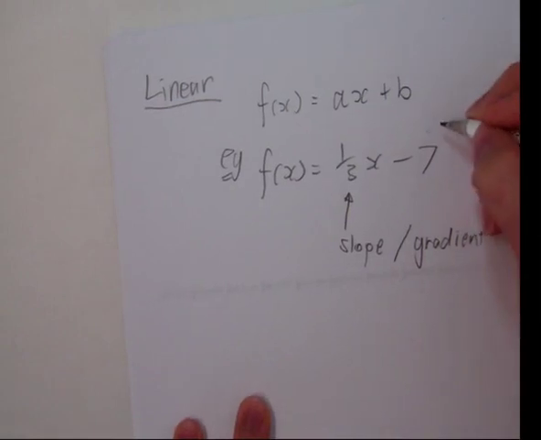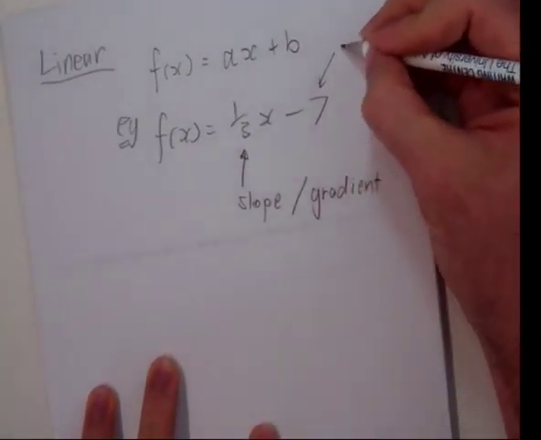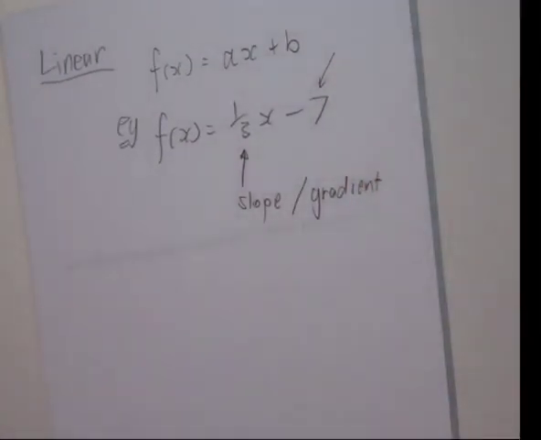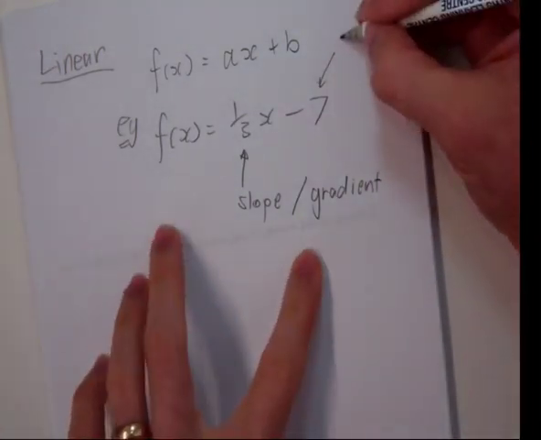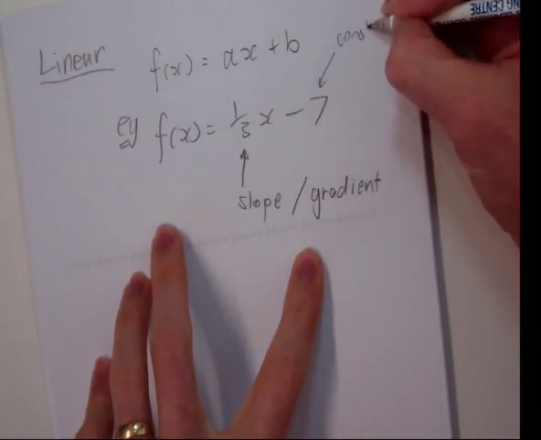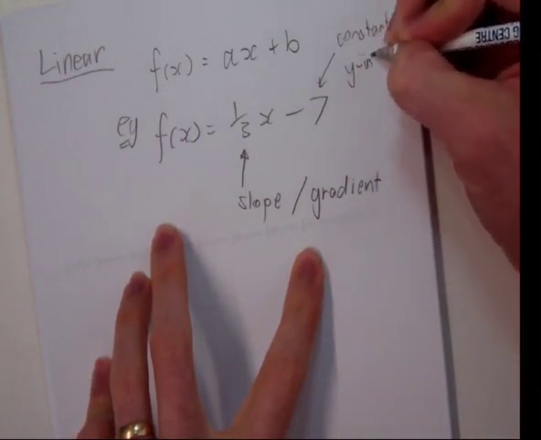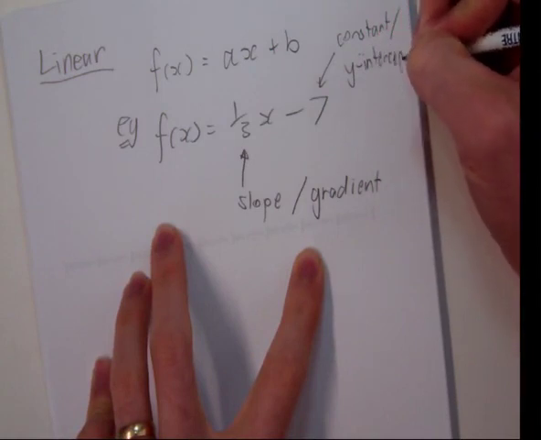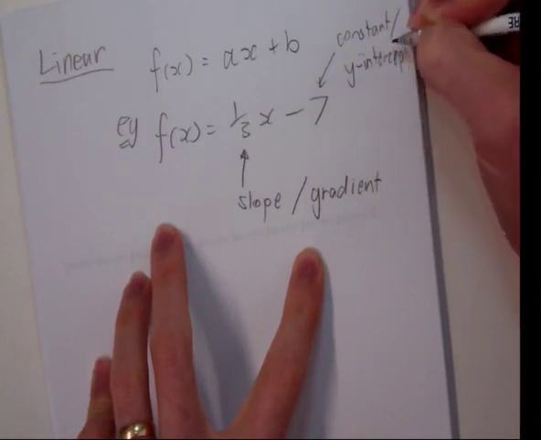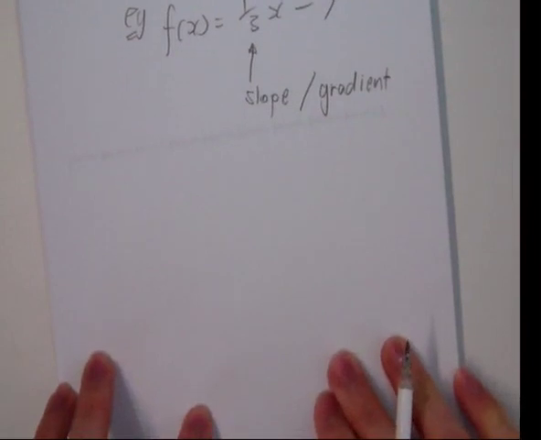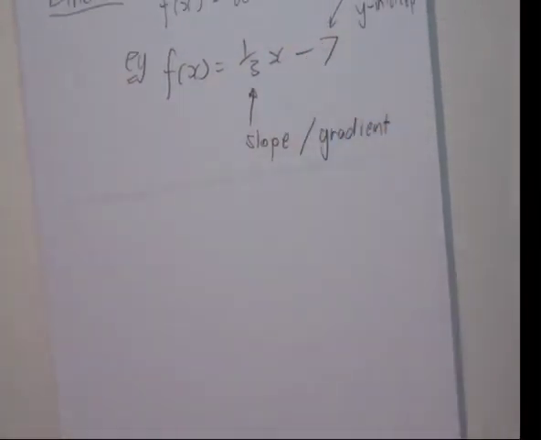And this number here is called the, what was that? Constant, yes. And it's also called the y-intercept. The reason it's called the y-intercept is that that number is where the line will cross the y-axis.